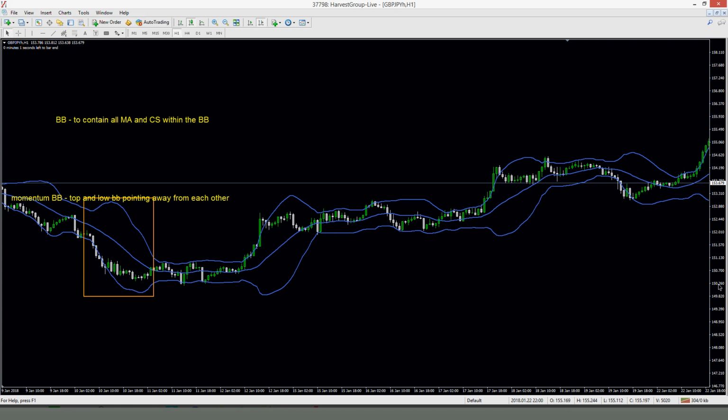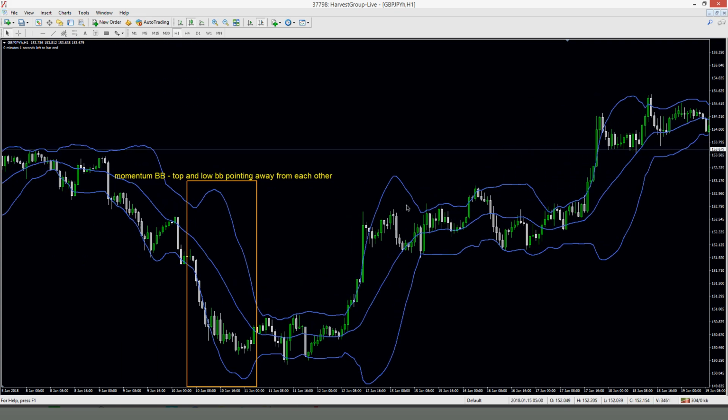Okay, let's continue back to the momentum Bollinger Band. As I said just now, in order for you to define and identify the momentum Bollinger Band, the top and low BB are pointing away from each other.